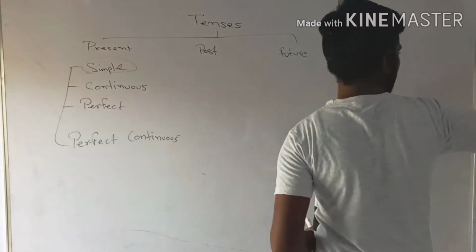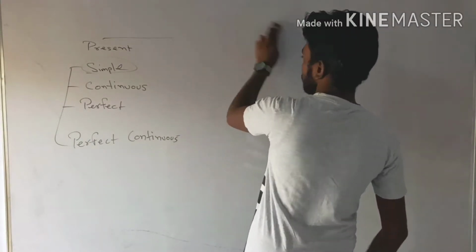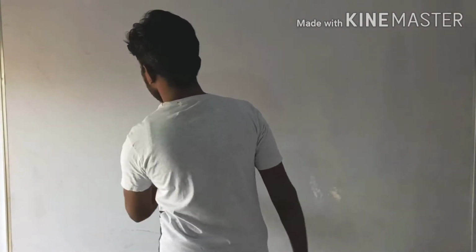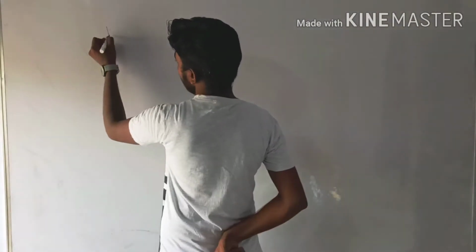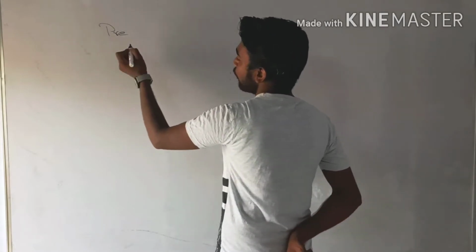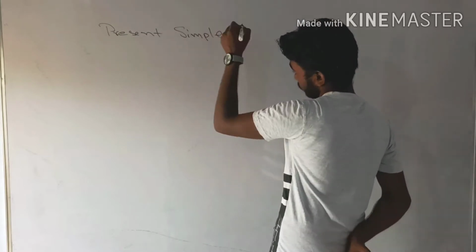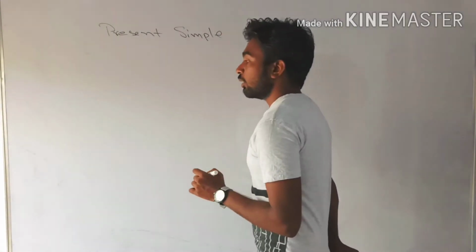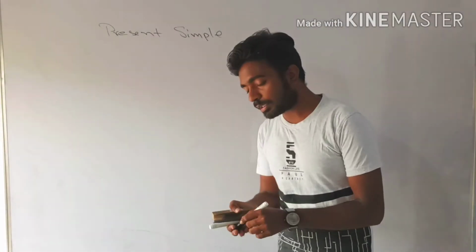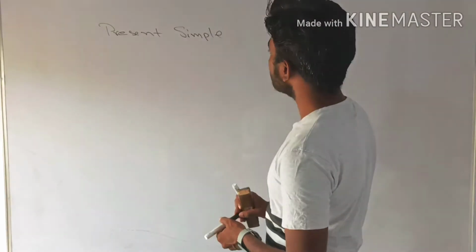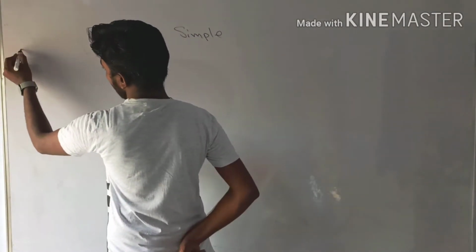Now first we will talk about present tense, and in present tense we will discuss present simple tense. So let's start. Present tense also has four parts. First we will talk about present simple. There are two ways of studying tenses. First, we can study it on the basis of adverbs. Second is on the basis of identification. Now we are going to study on the basis of adverbs.